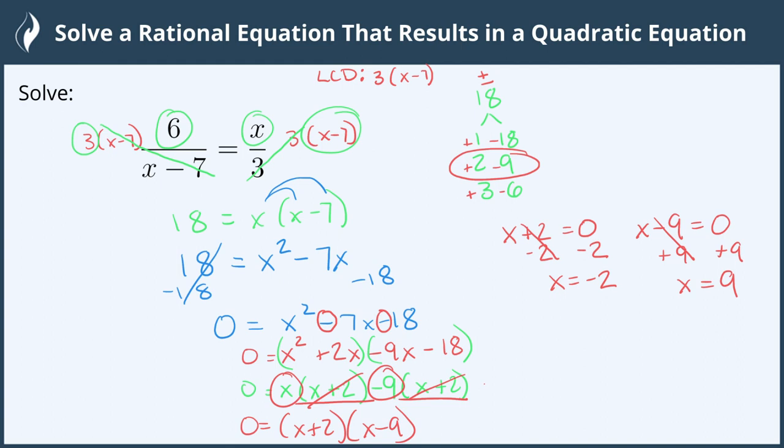So we have two answers of x equals negative 2 and 9. And now we're all done.